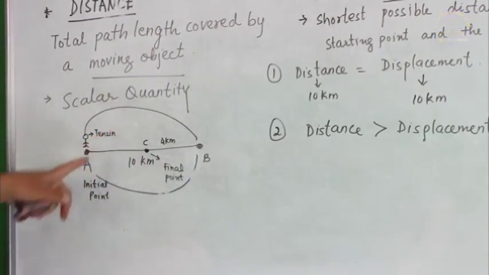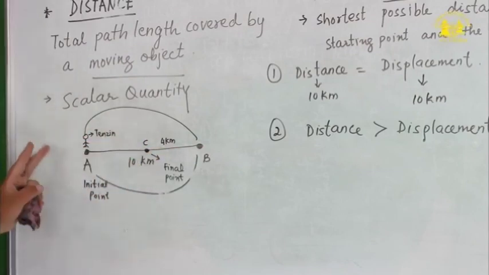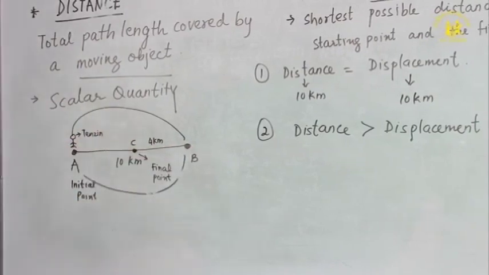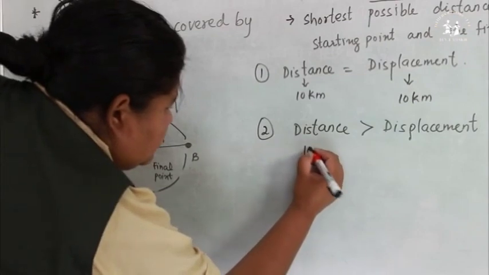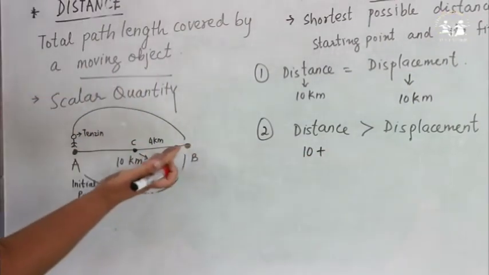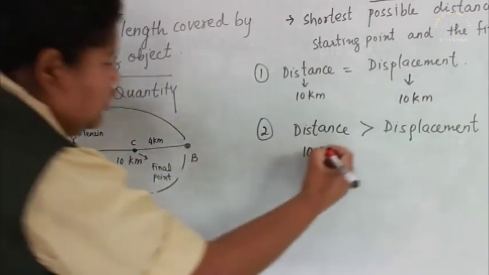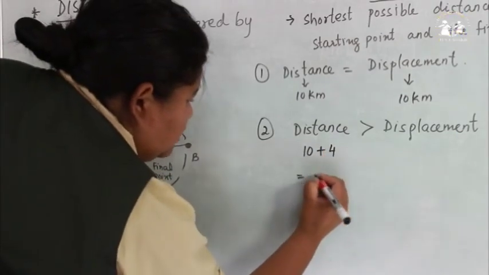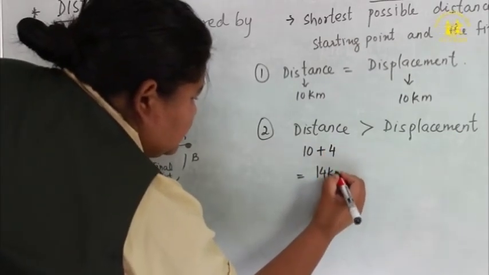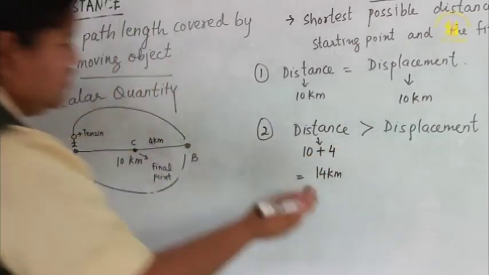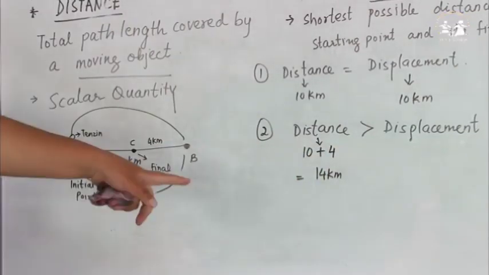So now in that case, what is the distance? From point A to B it is 10 kilometers, then from B to C he moved 4 kilometers. Total 14 kilometers is his distance. The distance covered by him is 14 kilometers.